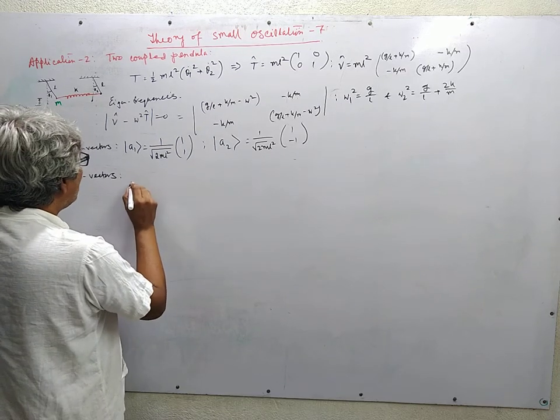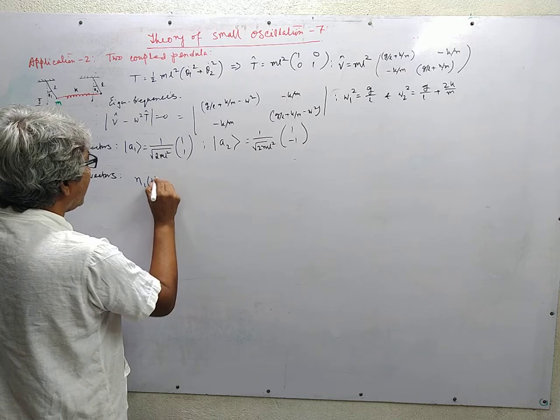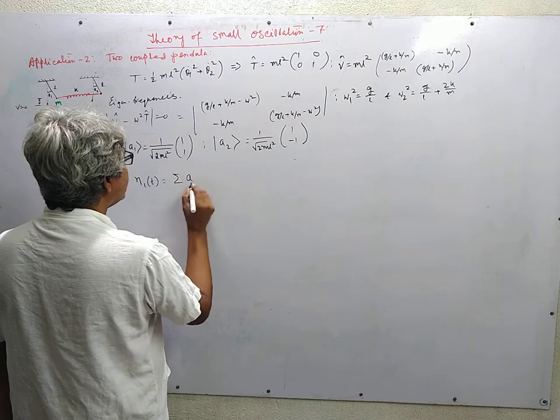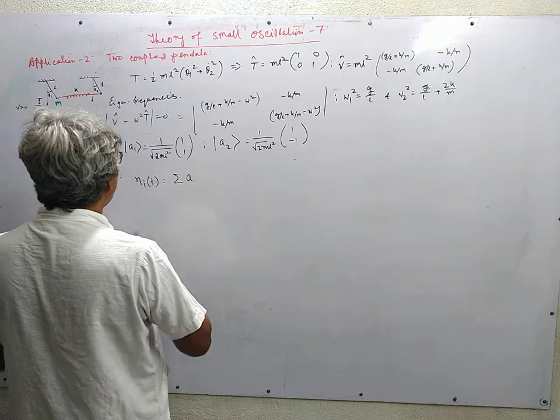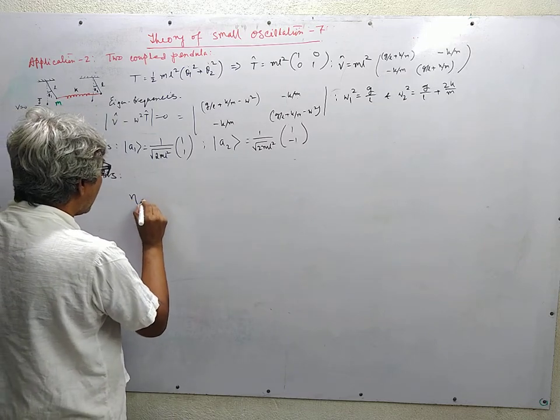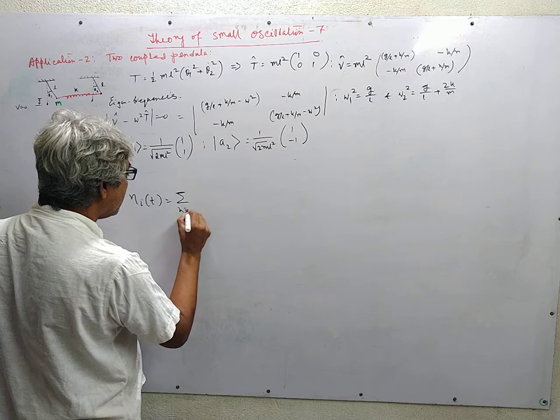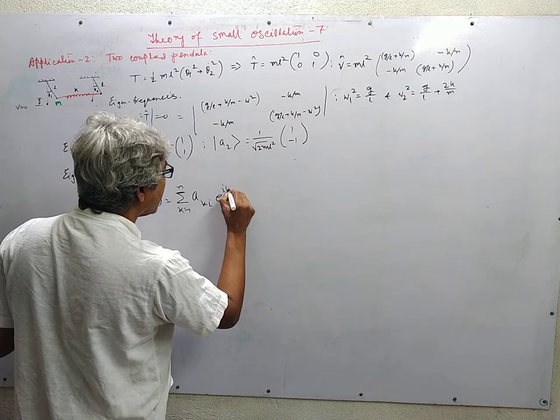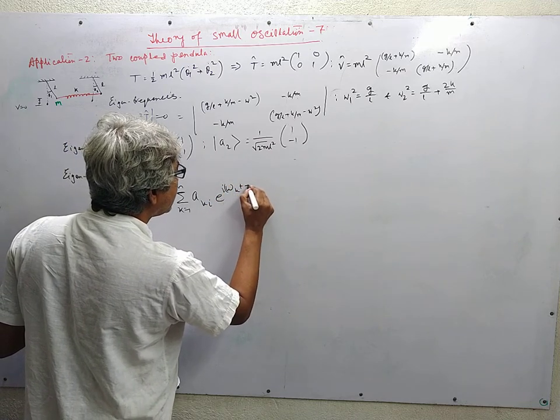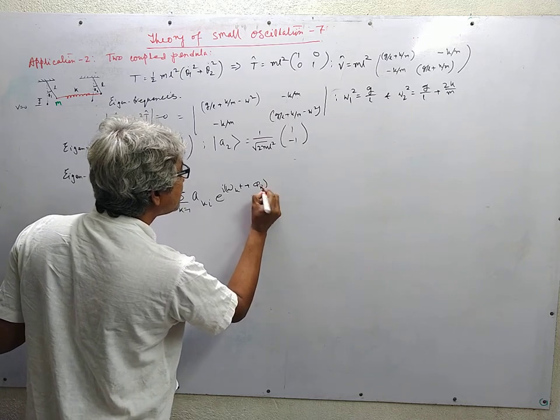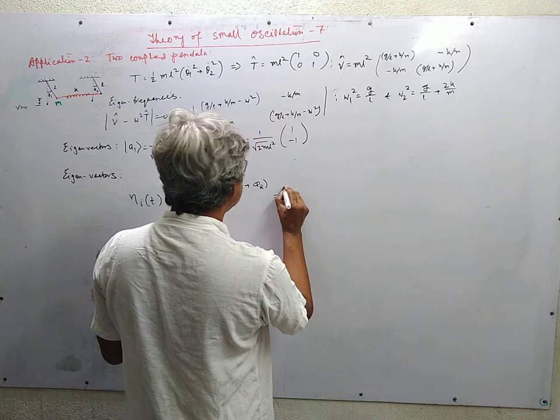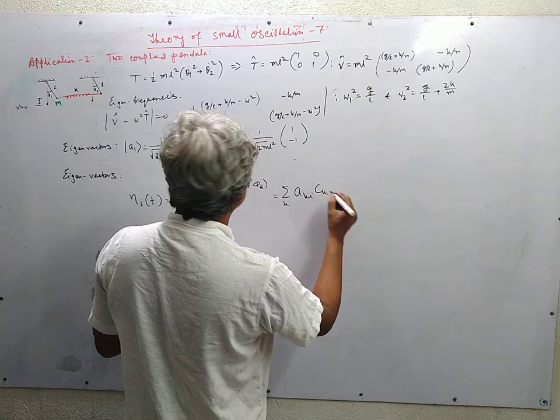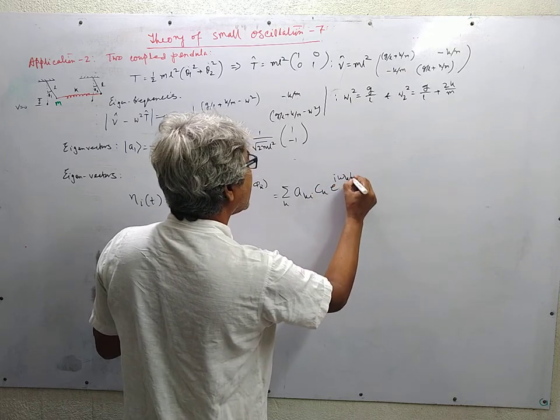Eigenvector, we define eta I as a function of t as summation over k equal to 1 to n of a_ki e to the power i(omega_k t plus phi_k), which we write alternatively as summation over k of a_ki, some constant c_k, e to the power i omega_k t.